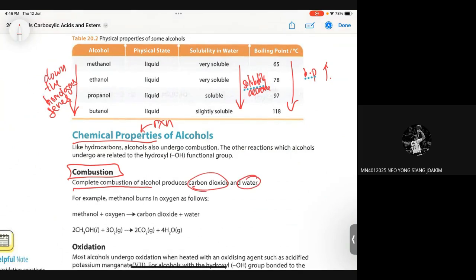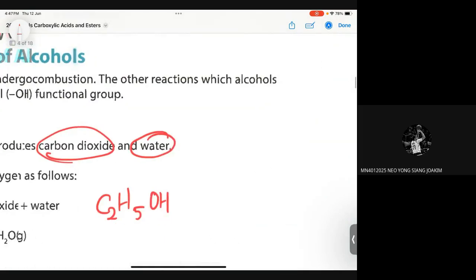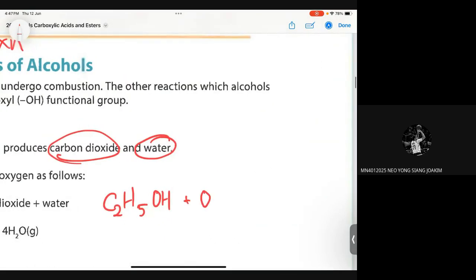Now, I want everyone to try this. I'm going to give an example, which is C2H5OH. I want to let it burn in oxygen to get carbon dioxide and water. I want to balance the chemical equation. So let's do the balancing.